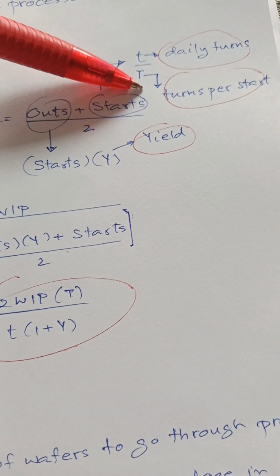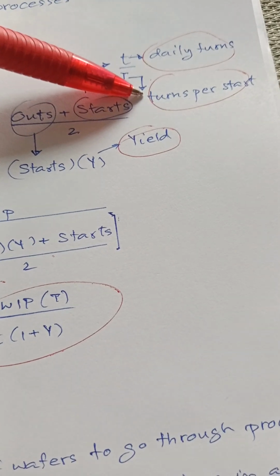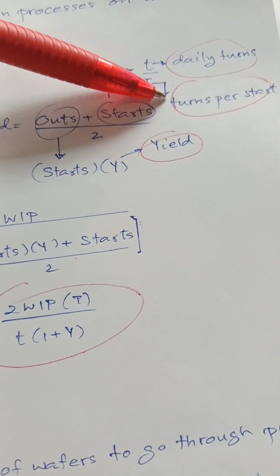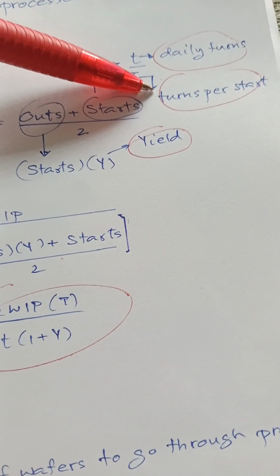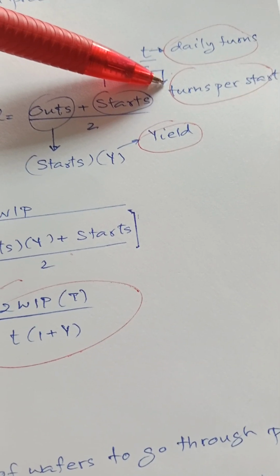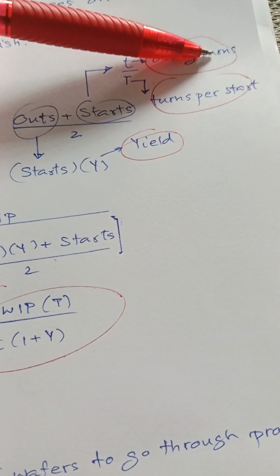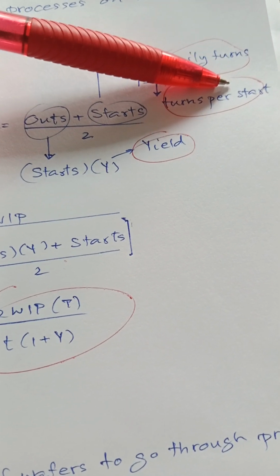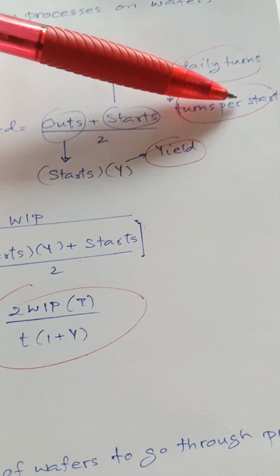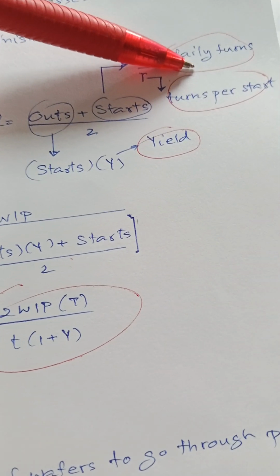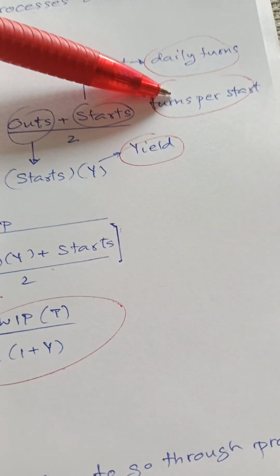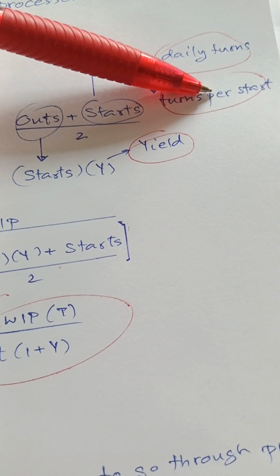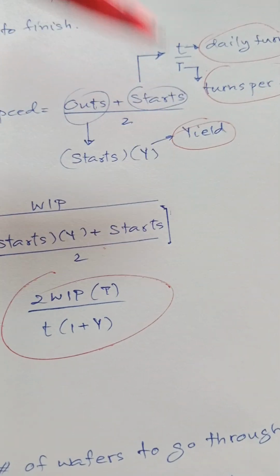And then the uppercase T, that's turns per start. That means how many processes need to be done to complete your chip, to have a chip on one wafer. Per start means for one wafer. So you're probably confused about this one. Sometimes we call it number of processes, sometimes number of moves, sometimes number of starts. They are the same. Okay? So keep that in mind.